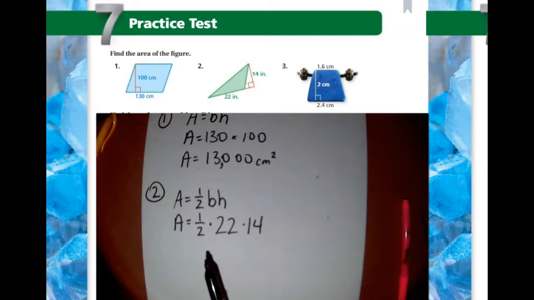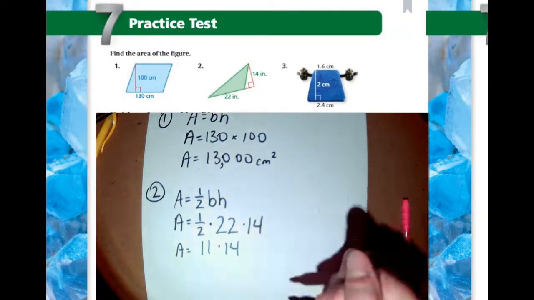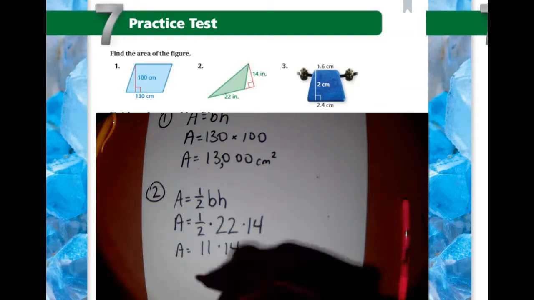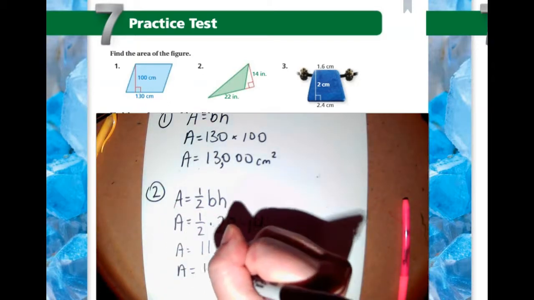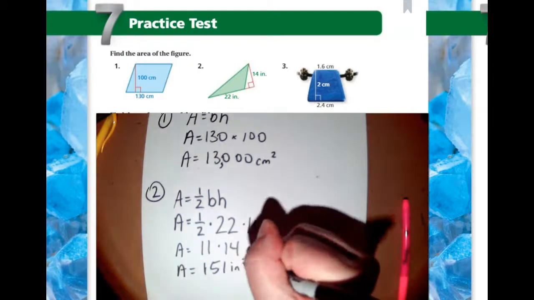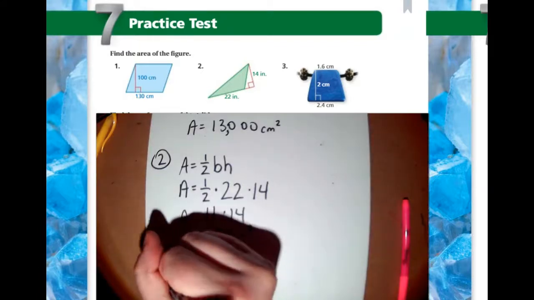Now, for me, personally, I might do this mentally again, because look, half of 22 is 11. And then 11 times 14 might be one that I could do. Think 10 times 14 is 140, and then one more 11, that's 151. That's 151 inches squared. We always square our units when we're talking area. Let's move on. Take a look at number 3.